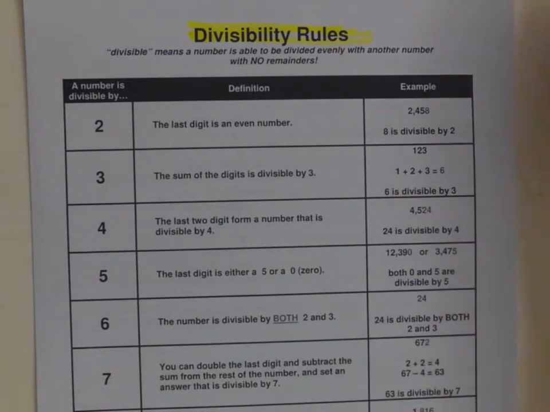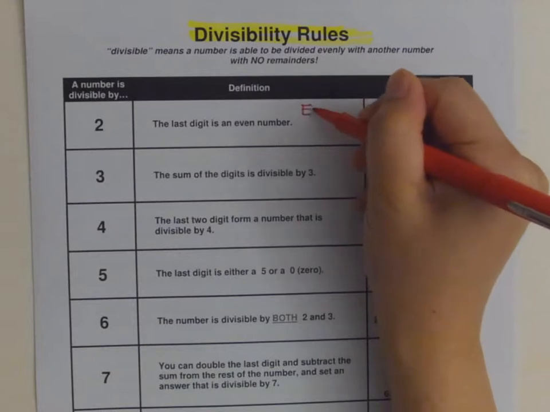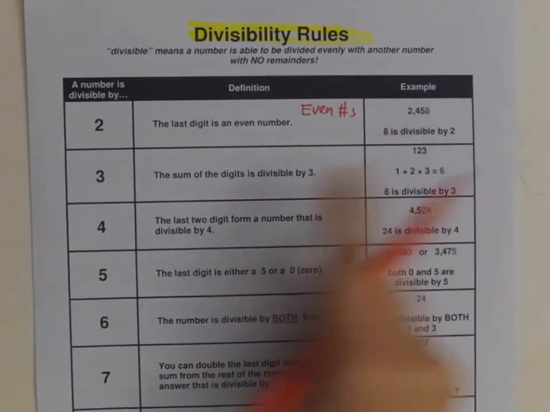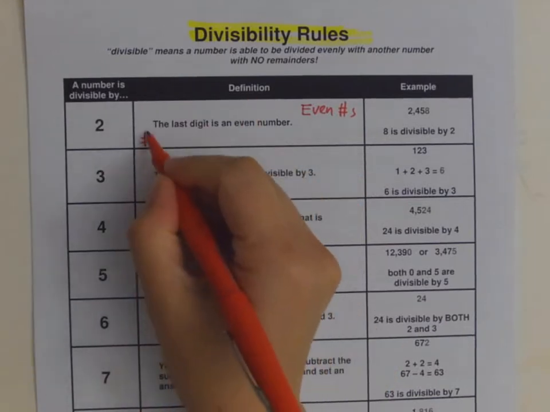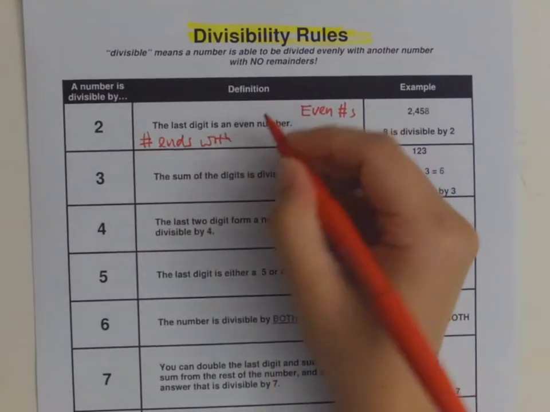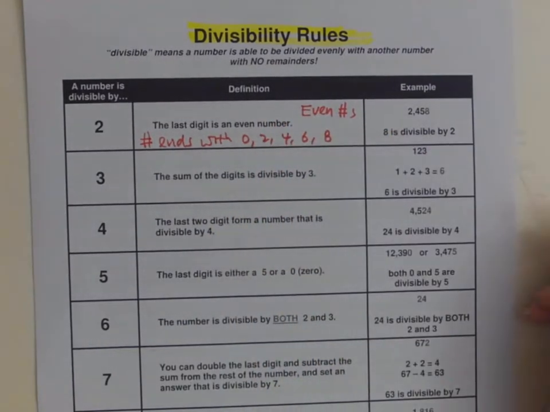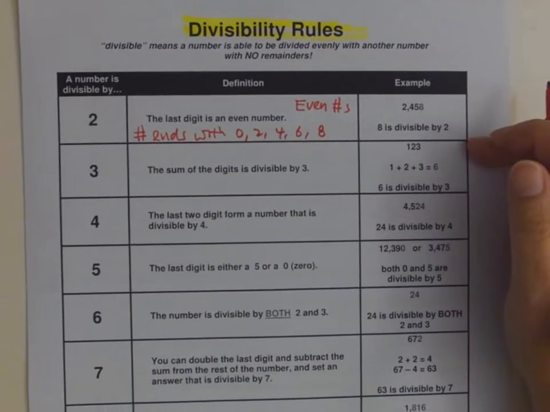So if a number is divisible by 2, hopefully everybody knows that it would be even numbers. So basically the last digit of the number should end with 0, 2, 4, 6, 8, right? So that makes them even numbers. They give you an example here. I will have these handouts uploaded to D2L.